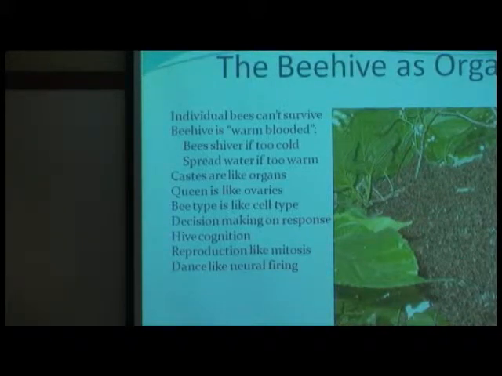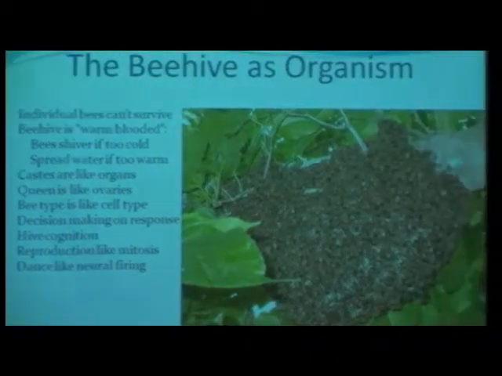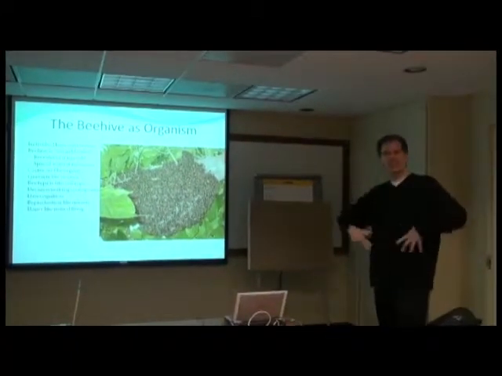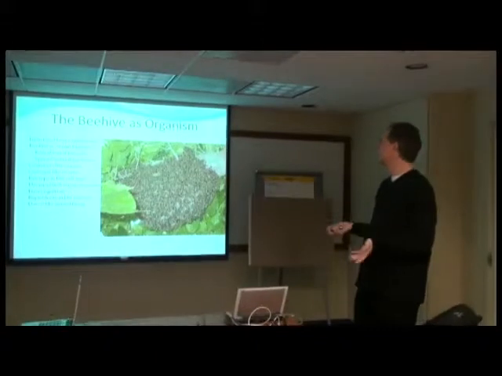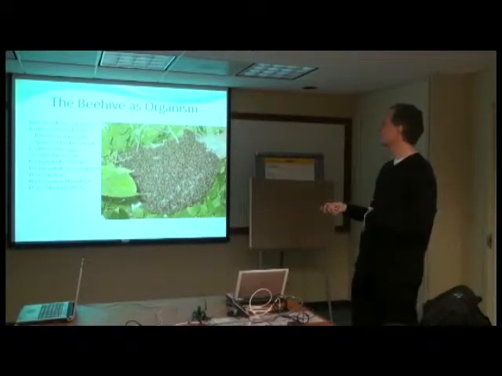The way they do it is if the beehive gets too cold, all the bees start shivering, and that raises the temperature. If it gets too hot, they go out and get some water, and they spread water all over the hive, and it sort of evaporates, so that's like sweating. And so a lot of the activities that we do as multicellular organisms, these guys do as well.